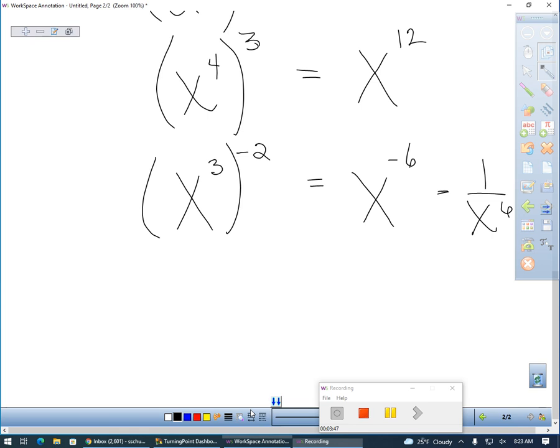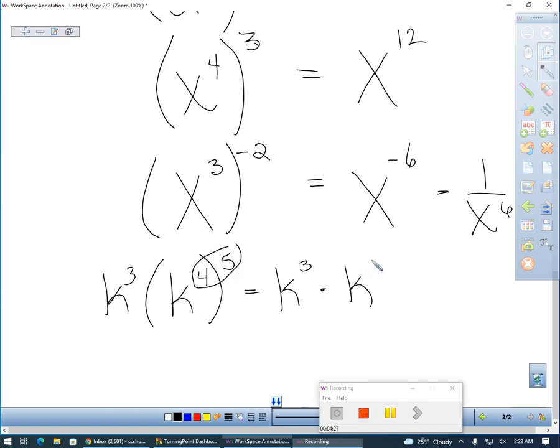All right, let's keep going. Another example from this section is what if I had k to the 3rd times k to the 4th raised to the 5th. So we actually have 2 different rules going on here. We have to do our last rule first. If you have an exponent raised to an exponent, you have to do that one first. So in this case, we're still going to have k to the 3rd, because that's not raised to an exponent, and we're multiplying it by k to the 20.